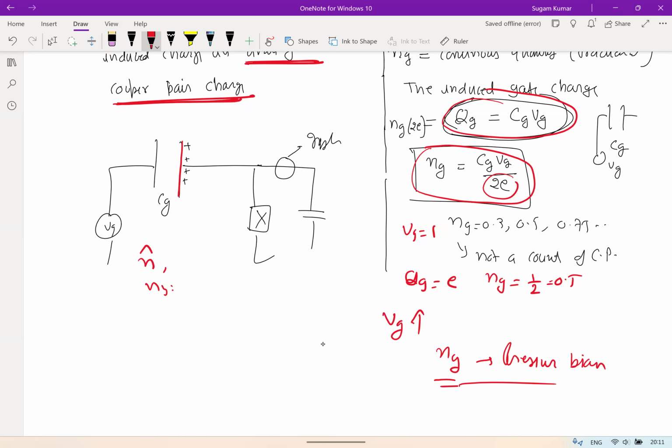So keep in mind this Ng is continuous because Vg is continuous. It is just acting like a knob that tunes the energy levels of the charge state. When the voltage increases, Ng will increase and that is going to push some charges there. If the voltage goes down, Ng will go down and the number of Cooper pairs there will decrease. So this is how I can simply express this Ng.